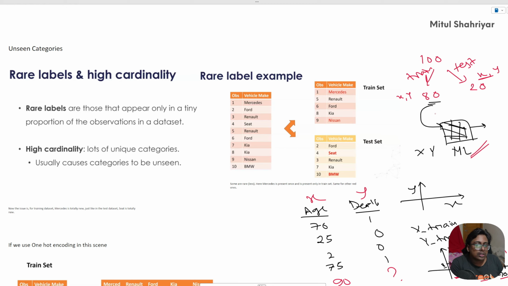Let me make it clear. This is x train, y train. You pass all of these and assume that it has learned properly. This model has learned properly, and you are sure about it. Then you remove this. Obviously, we are happy that the model has learned things properly. Great.